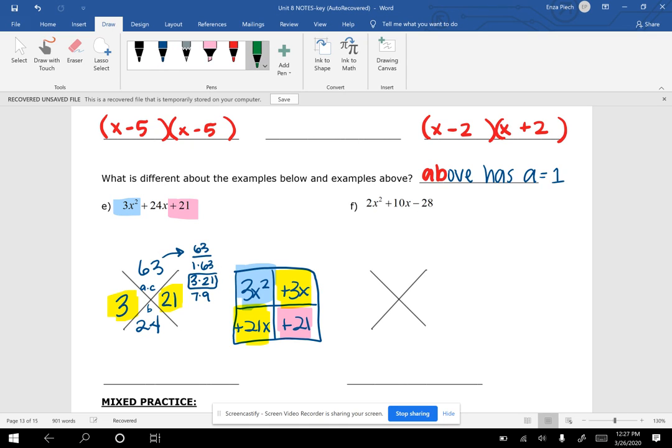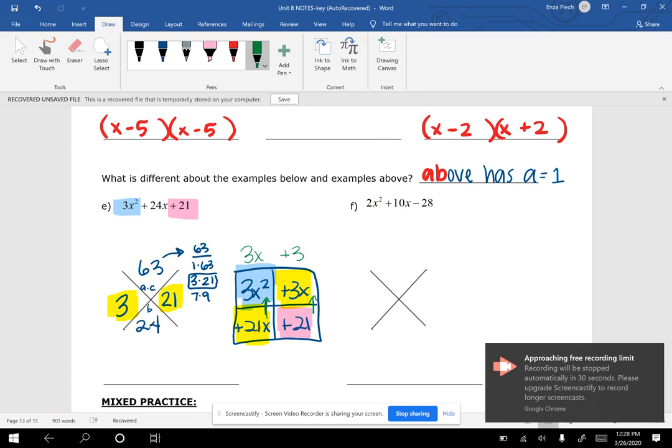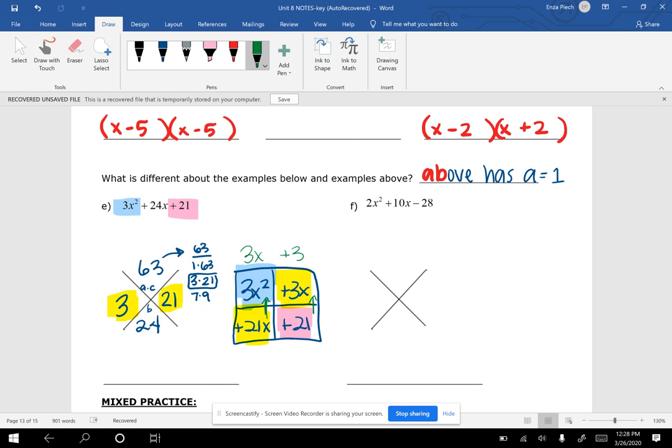And we're going to, again, focus on our columns. So what do I have in common here? I end up with 3x in the top part. And I end up with just a positive 3 for this column. Now I'm going to use that math knowledge. I've got 3x. And what times 3x gives me 3x squared? I just need one more x here.